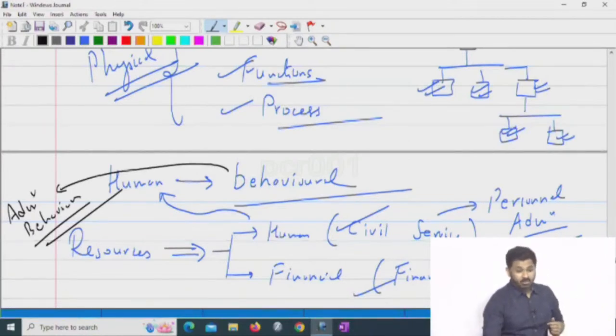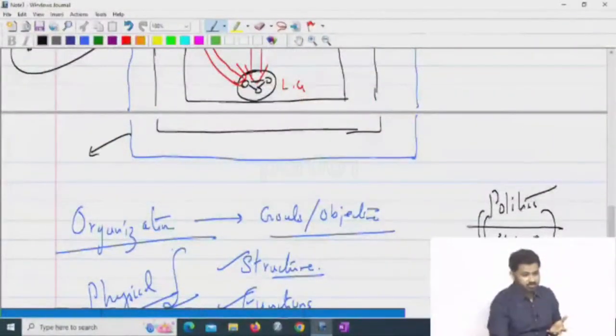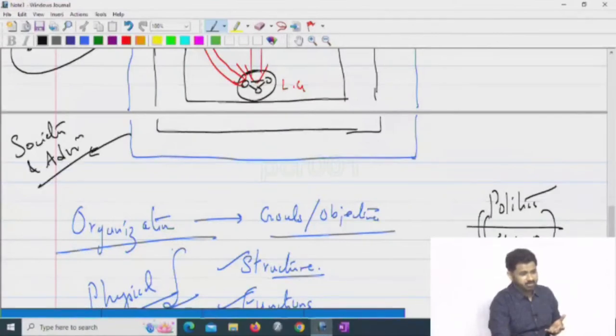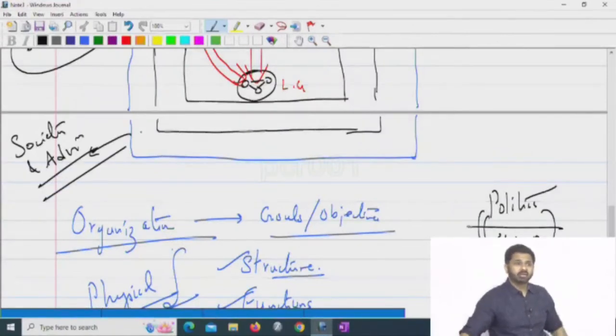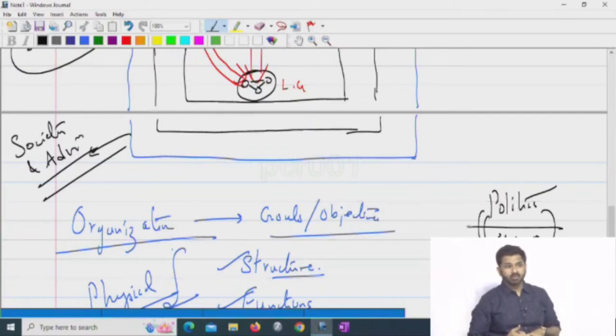Then also you need to understand the relationship of society and administration. The entire world can be divided into two types of societies. What are they? The entire world we can divide into two types: primarily developed societies and developing societies. What is the difference between developing and developed society?